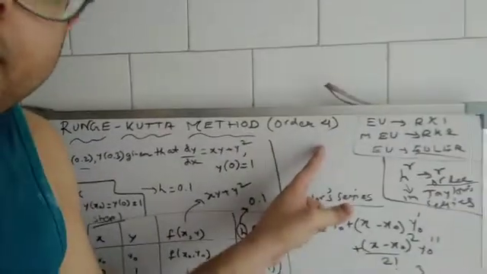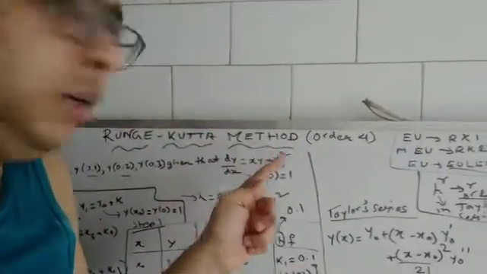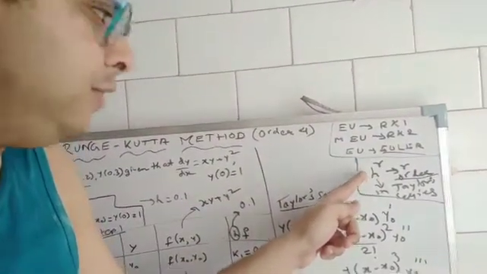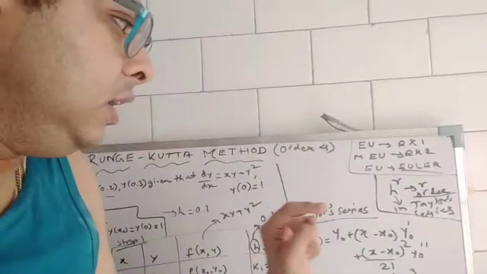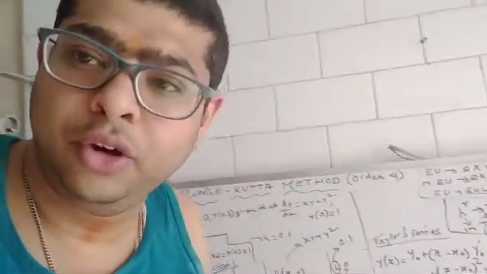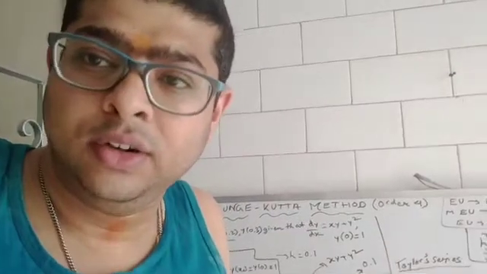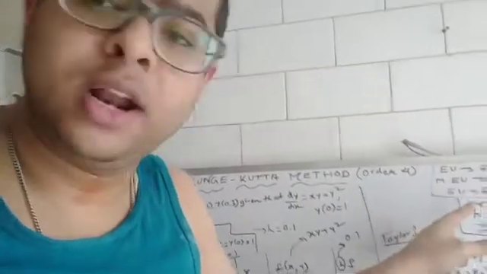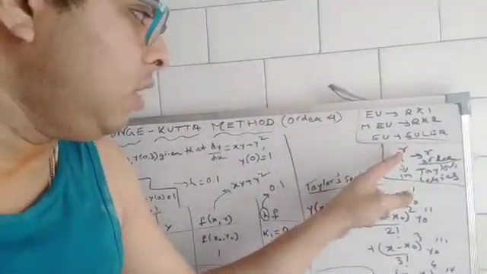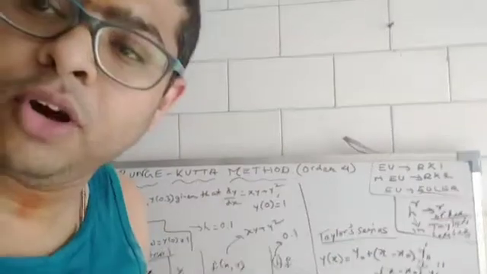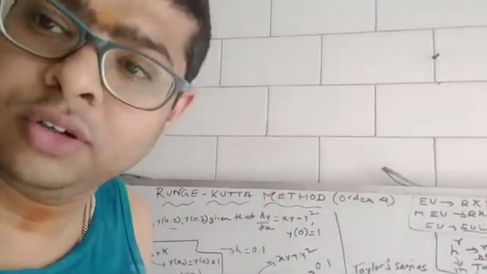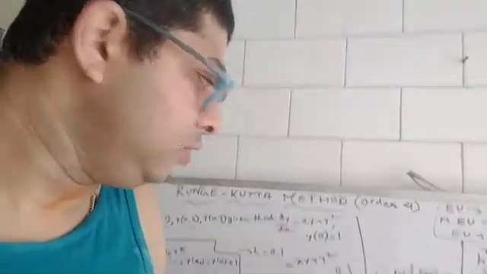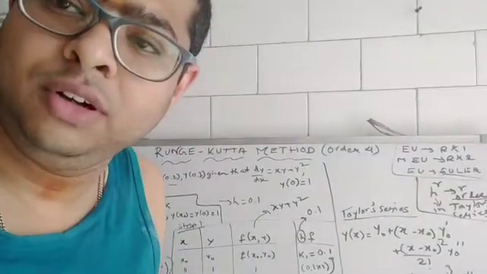So order 4 they are telling. RK method of order 4. 4 means basically the power of h. I hope all of you know Taylor series. The power of h will be your order. Suppose if I write h to the power r, then r is the order. So in this case r is 4. Let me try to give an idea of Taylor series within 1 minute.